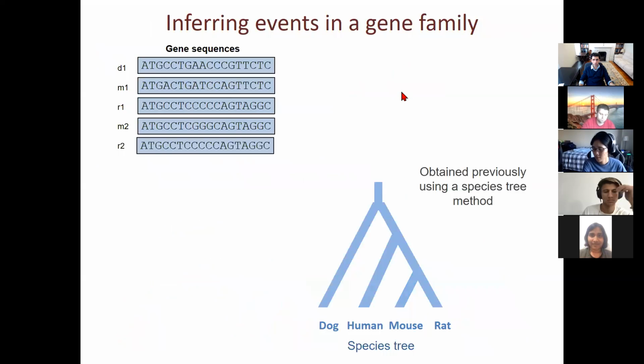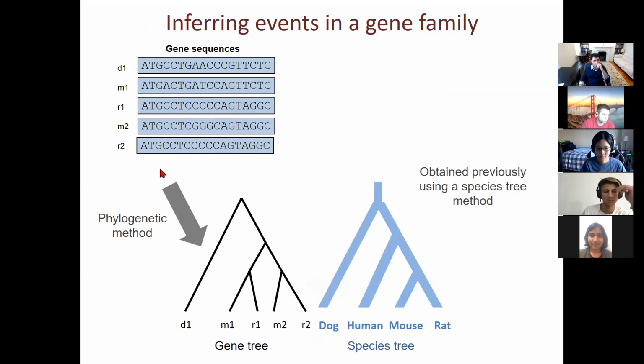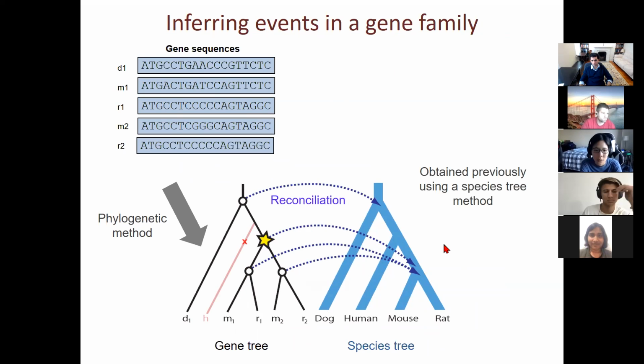Okay. So how do we now infer events inside a gene family? Basically, we need to start understanding how we have, for example, a set of sequences: a dog sequence, a mouse sequence, a rat sequence, another mouse sequence, and another rat sequence. We want to align all of those, infer a gene tree, and then map the gene tree by reconciliation. So if we're trying to understand the evolution of a gene family, we first reconstruct the tree and then reconcile that tree to the species tree.